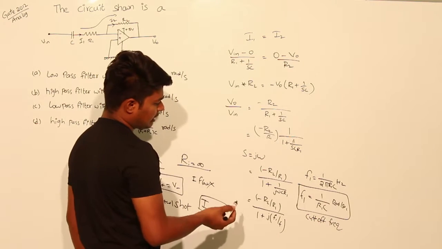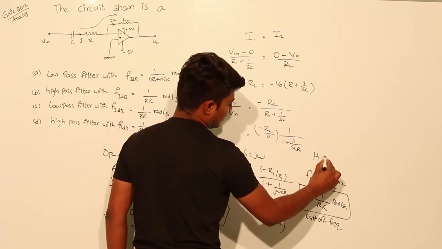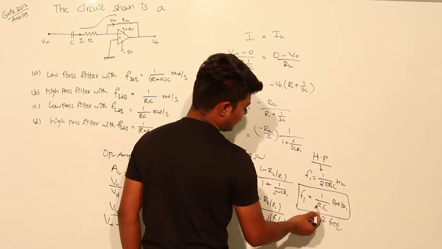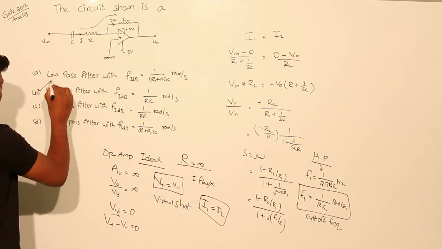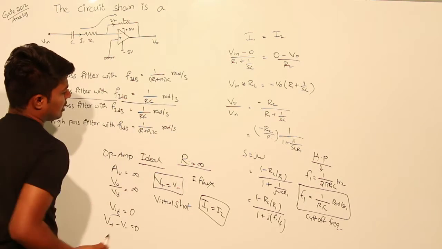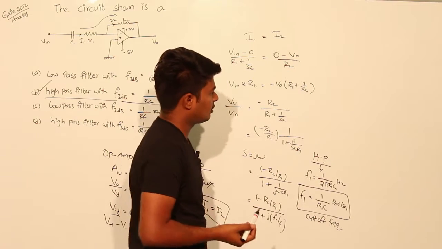By looking at this gain, we can say that this is a high pass filter, with F3 dB equal to 1 by R1 into C. In the options, option B is the correct answer, but we will verify whether this is correct or not.